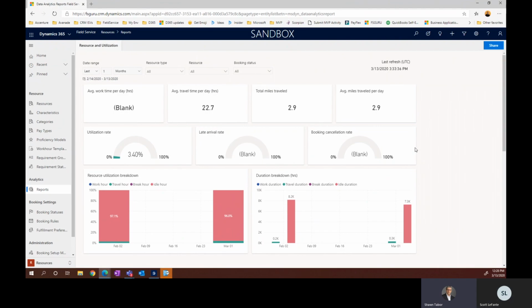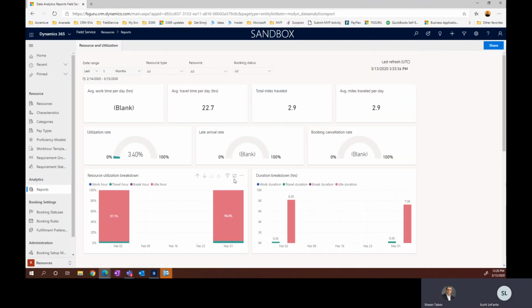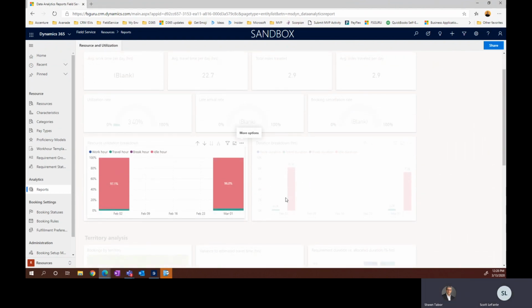Lastly, you can see the resource utilization breakdown by date, and that's a stacked chart there. It gives you a lot more detail, and that's a blown up version. And we can do it as a little spotlight here as well. That's a nice feature there.